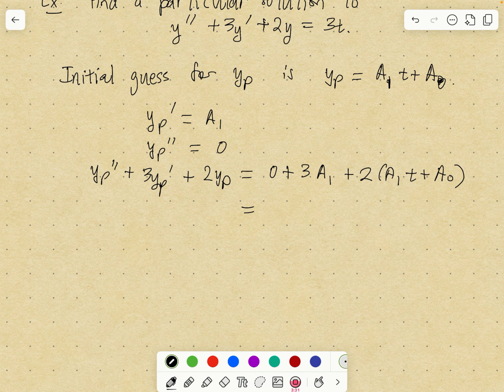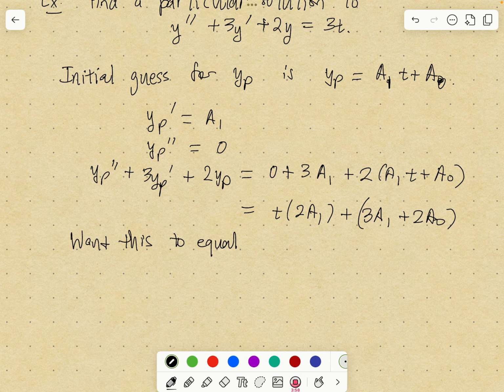So how does this simplify? Let's gather the terms being multiplied by t. Well, there's 2a1 times t, right? And then the constant term is 3a1 plus 2a0. And we want this to equal 3t, so that's 3t plus 0, right? We want this thing to equal that thing, and this needs to be true for all t.